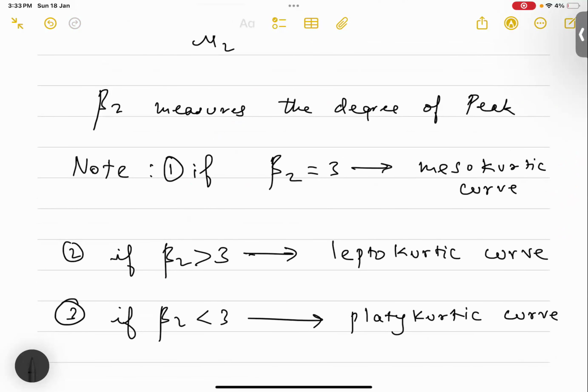So with respect to moments, skewness and kurtosis, I have just given you the formula list. Now we will solve the problem. I'll take a 5 minutes break. Then we will resume.